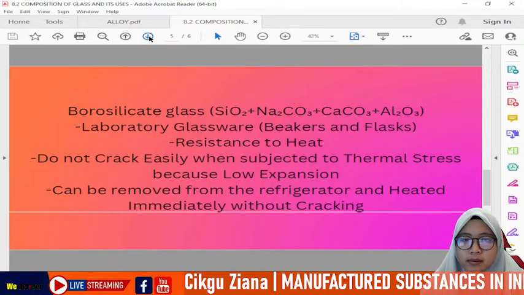Borosilicate glass, SiO2 plus Na2CO3 plus CaCO3 and Al2O3. It is used for laboratory glassware, beakers and flasks. Resistant to heat, does not crack easily when subjected to thermal stress because of low expansion. Can be removed from the refrigerator and heated immediately without cracking.